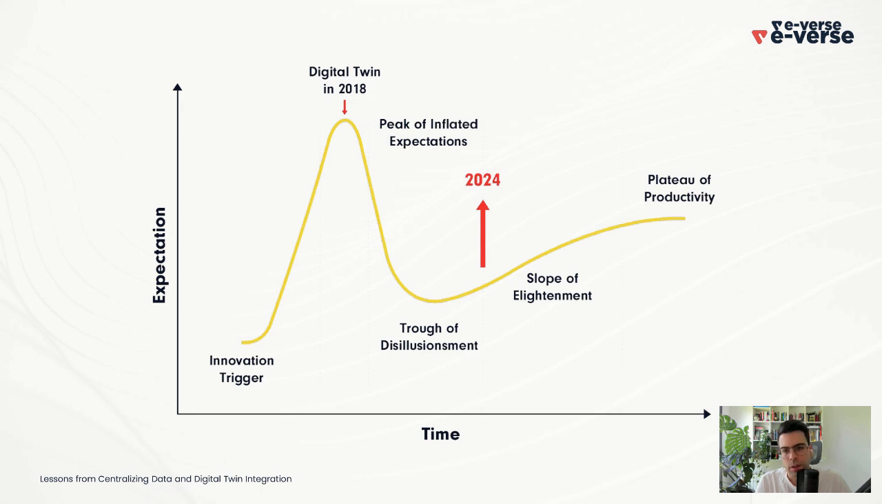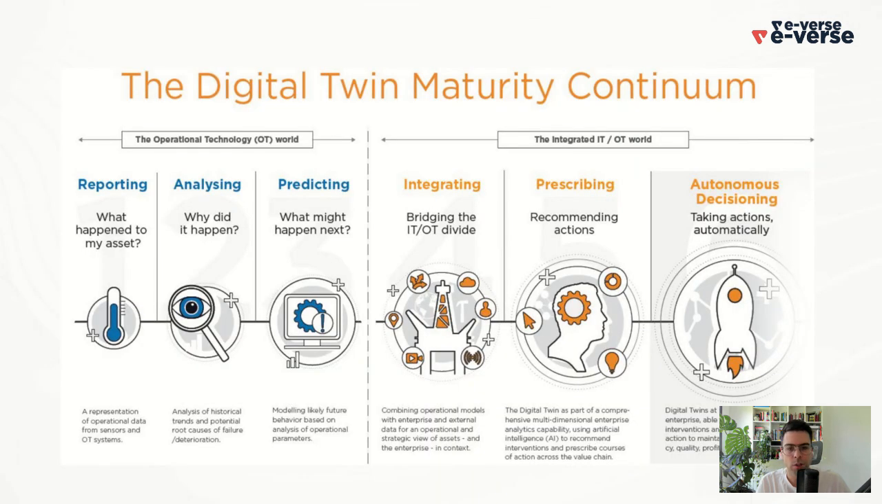This can also be seen in the digital twin maturity continuum, which I love. It shows what for me is going to be the digital twin in a couple of years, where it's just going to be an autonomous thing that is going to take decisions, and there's not going to be even a facility manager doing everything.